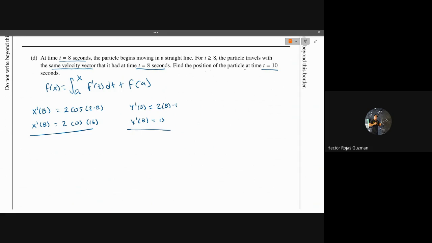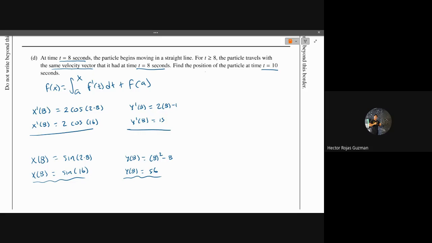We want to find the position of the particle at 10. So we should probably find the position of the particle at 8 seconds. x of t was sine of 2t. So that's my position for the x component. The y component, that was t squared minus t. That's going to be 64 minus 8. That is 56. That is the position that we had at 8 seconds.